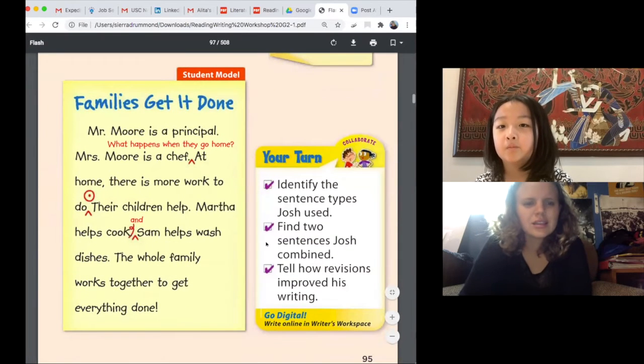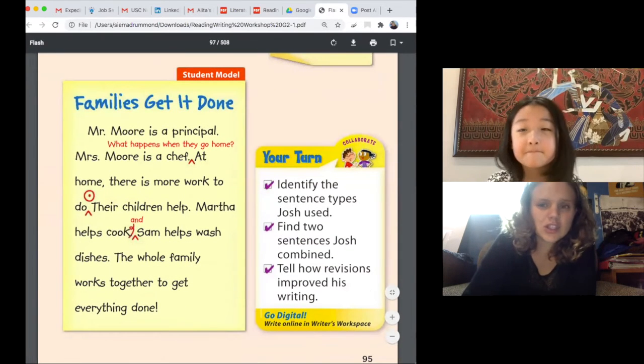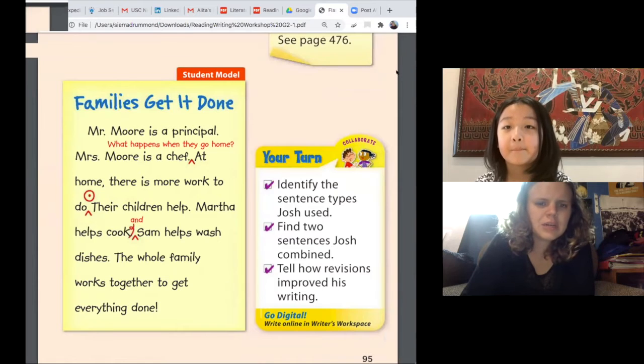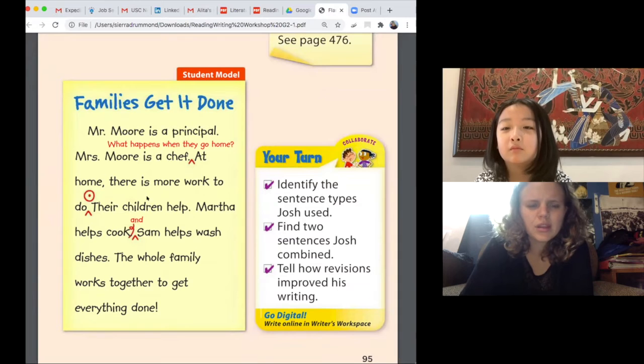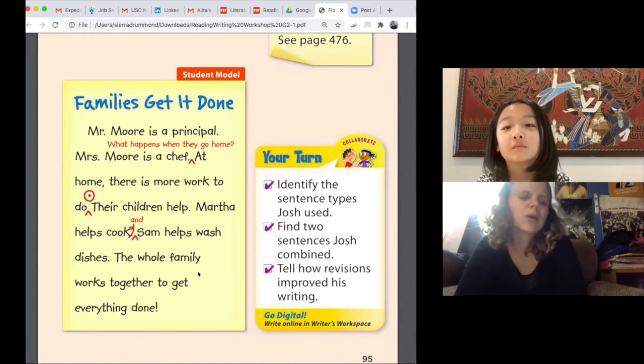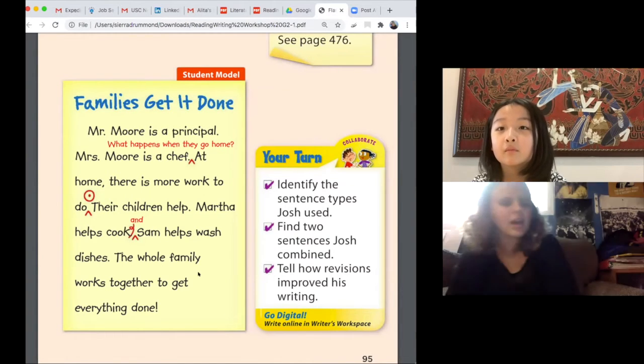Okay, so let's look at the student model. Mr. Moore is a principal. Mrs. Moore is a chef. At home, there is no more work to do. Their children help. Martha helps cook. Sam helps wash dishes. The whole family works together to get everything done.